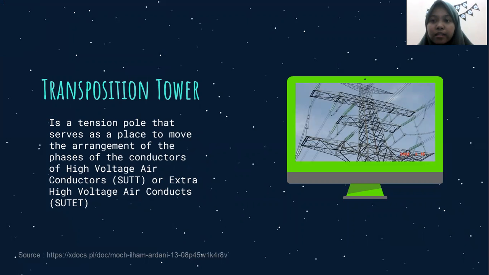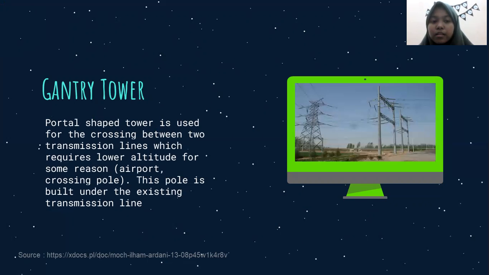And in the right side, there is a picture for transposition tower. Gantry tower, portal-shaped tower is used for the crossing between two transmission lines, which requires lower altitude for some reason. Example, airport or maybe crossing pool. And this pool is built under the existing transmission line. This we can see in the picture, the right side.